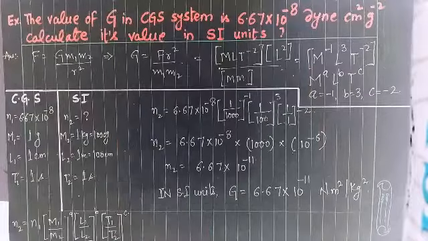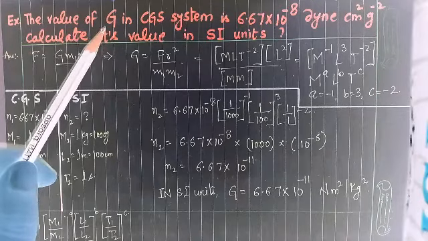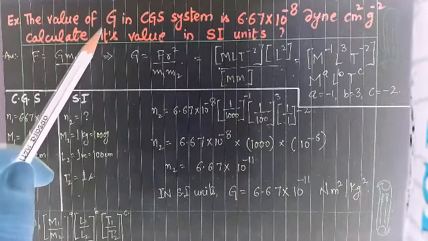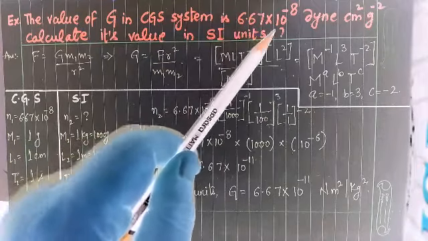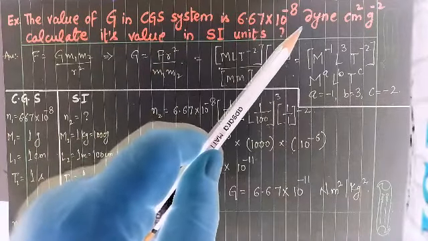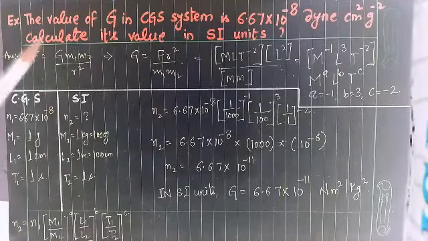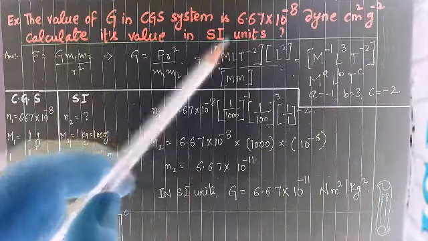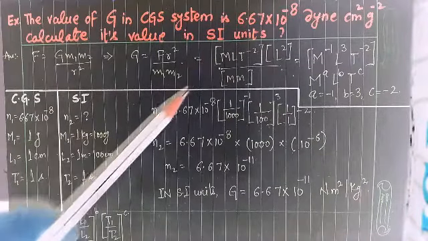Next example is from the conversion of one system of units into another. For example, the value of capital G, the universal gravitation constant, in the CGS system is 6.67 into 10 raised to power minus 8 dyne centimeter square per gram square. Now calculate its value in SI unit. Simply we have to convert the CGS system into the SI system.